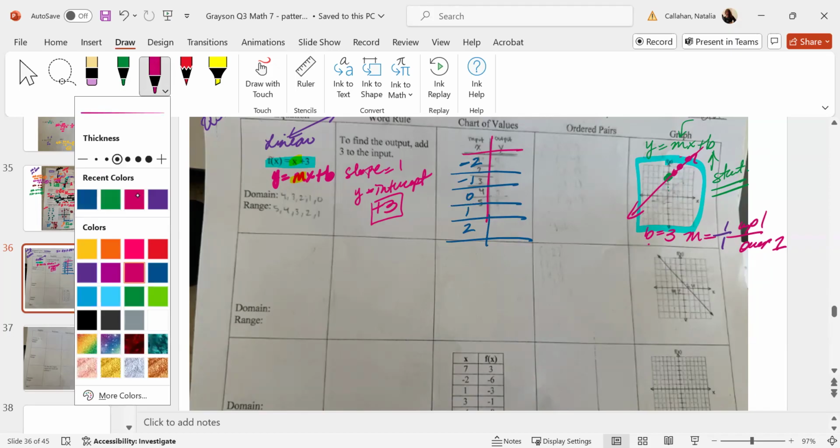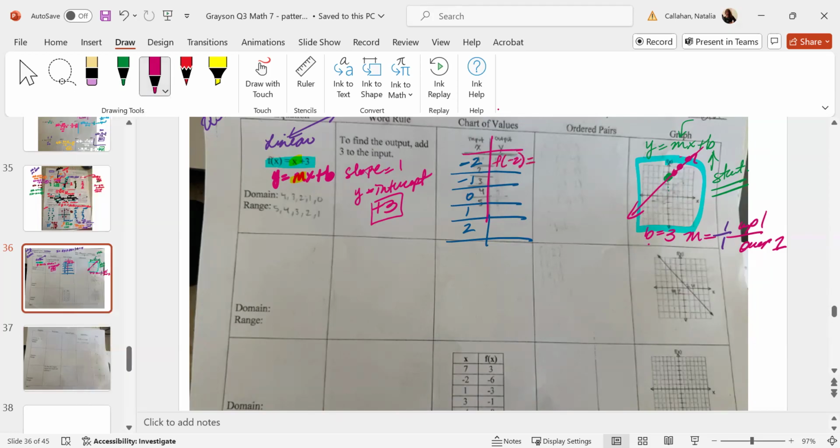So when you have this, you're going to plug this into the equation. Move your hair out of the way. F of -2. Write it down. Is equal to -2 plus 3. F of -1. F of 0. F of 1. F of 2. Write down the answers, please. When you do f of -2, do you see there's just x right there? So -2 is x. -2 plus 3, your y value or your output is what?